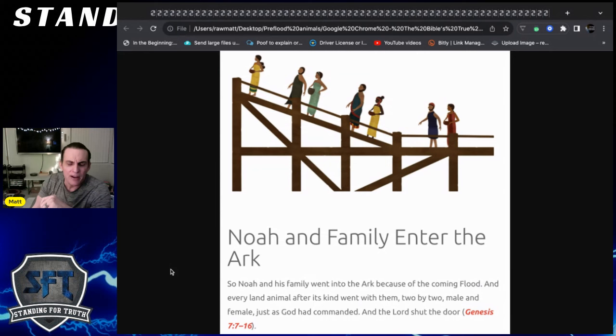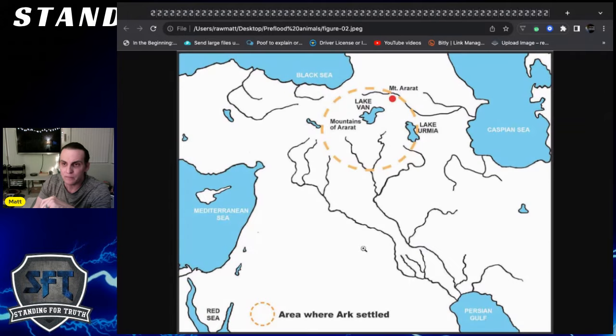Next one. How about Noah and his own family, right? We can go to human beings. Human beings are an interesting one. So this, again, was taken from Answers in Genesis. This was the map that they have that shows the possible regions where the ark could have landed. There's a wide variety of area right here.